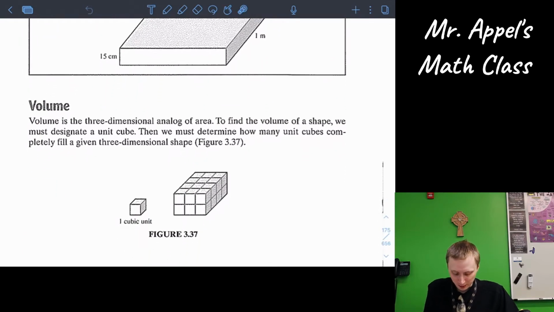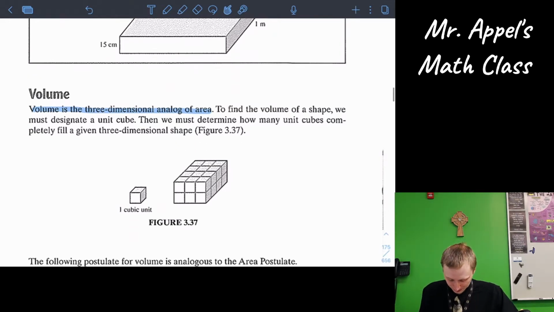Volume itself is the three-dimensional analog of area. To find the volume of a shape, we must designate a unit cube. Then we must determine how many unit cubes completely fill a given three-dimensional space. So this is similar to what we did with area as a buildup of defining length. And area was length times length. Now we create the cubic unit as seen in the figure.